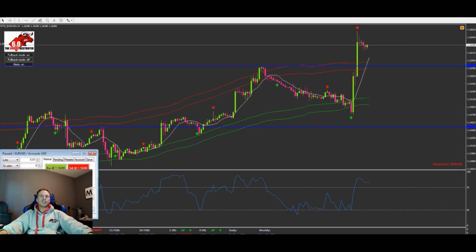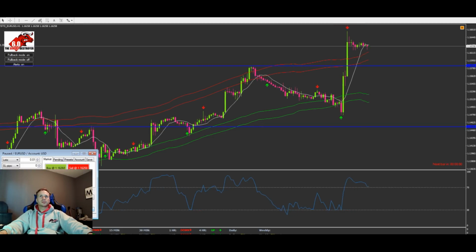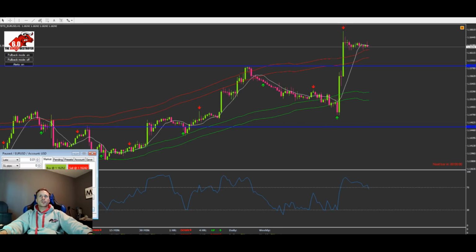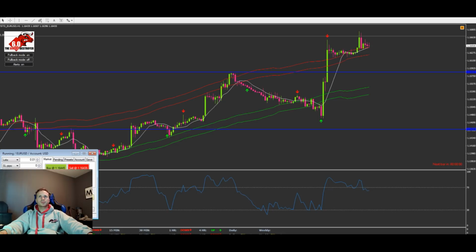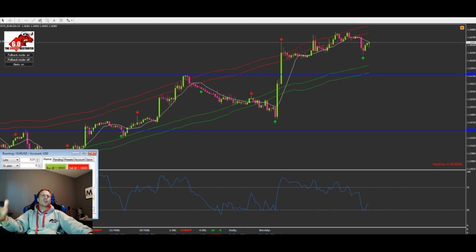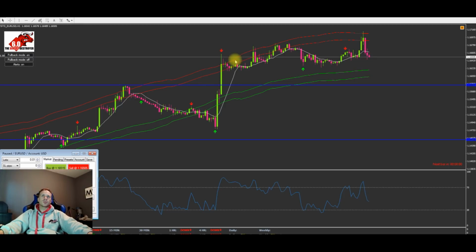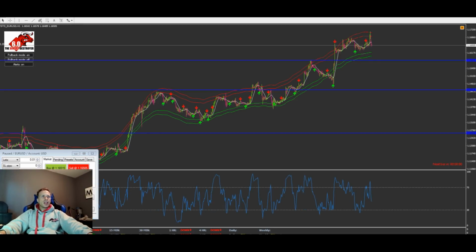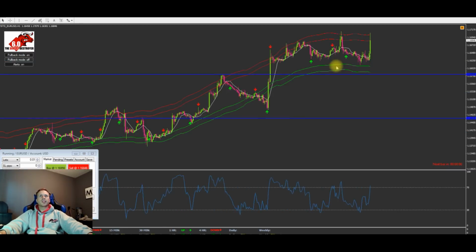So yeah, okay, let me see what happens. Okay, we are slowly going down here. Let me just speed it up a little bit. Okay, yeah, so we lost this setup. I wouldn't have taken this setup anyway, but as you can see, I wanted to see if the price comes back down to this support area here. No, it doesn't.